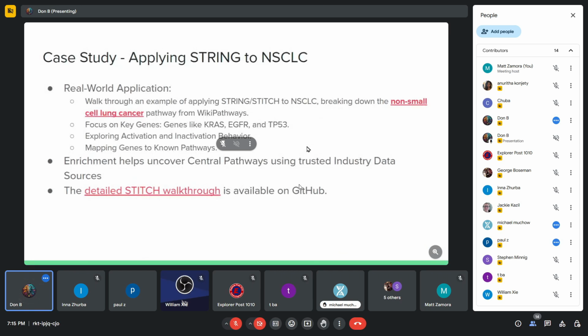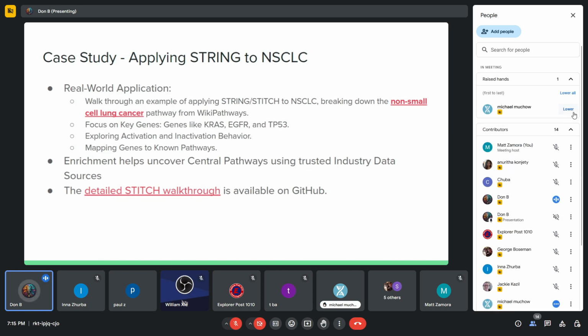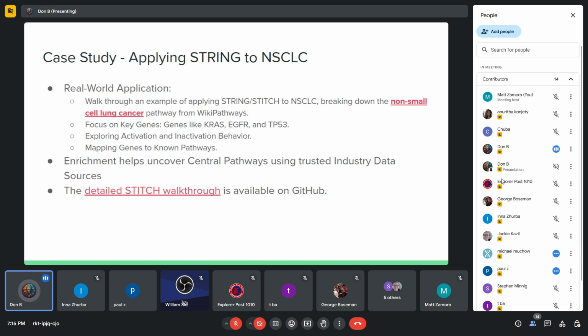Sure. All right. So, to recap, this was a walkthrough of the wiki pathway using, in this case, primarily Stitch, but there are specific things that it doesn't do well that String would be more helpful for. But in the detailed walkthrough, I do have a link that suggests how you can take a similar analysis and transfer it over to String.